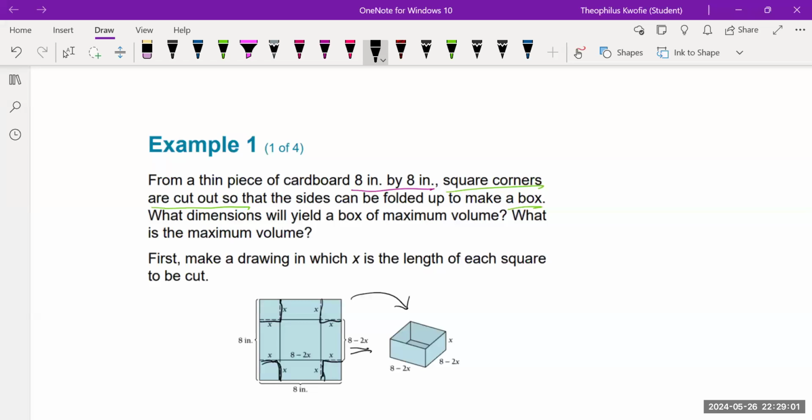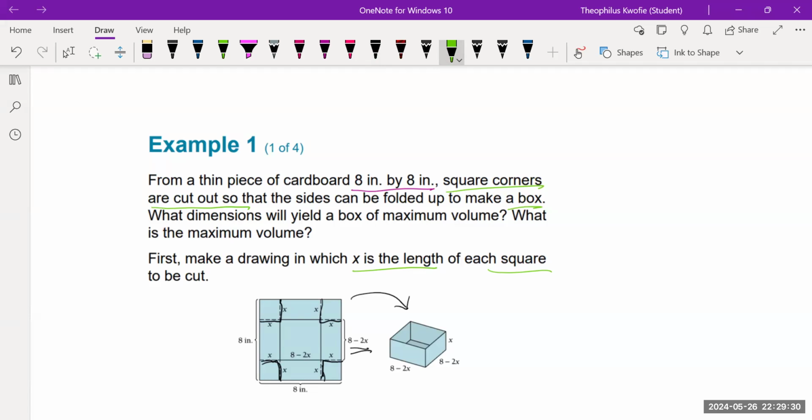And remember, we said that x, let me use a different pencil here. Remember that we said that x is the length of each square to be cut. Okay. So we said that x is the length of each square that needs to be cut. If that's the case, then the full length that will be left is 8 minus 2x. Is that okay? Good, good.